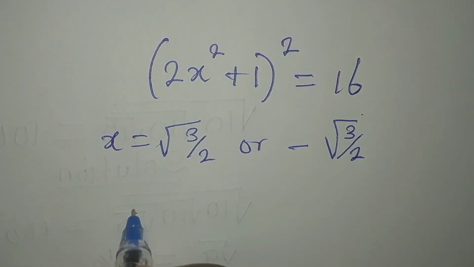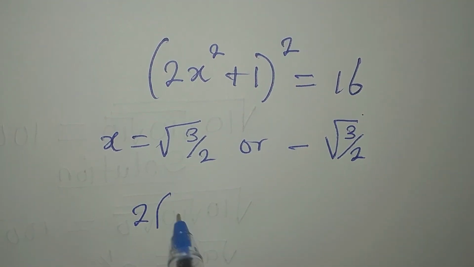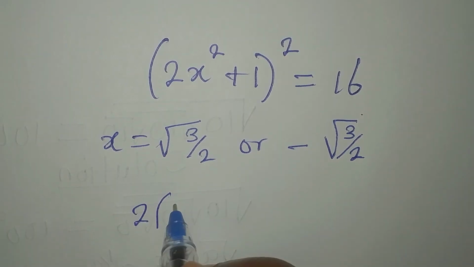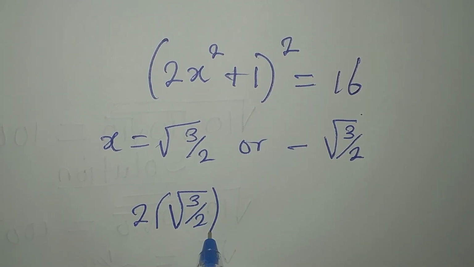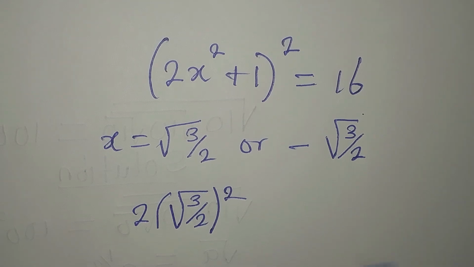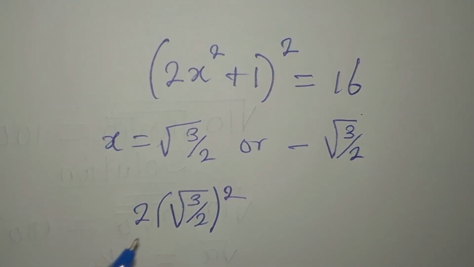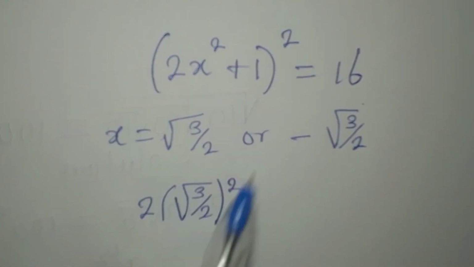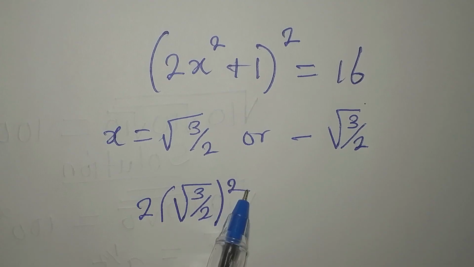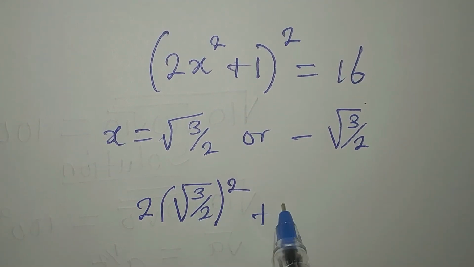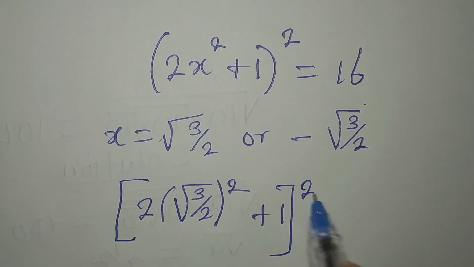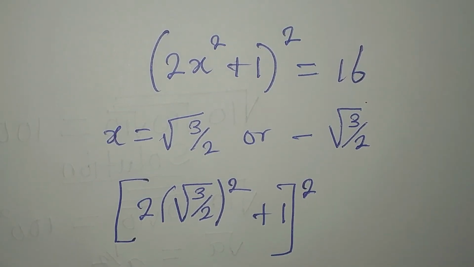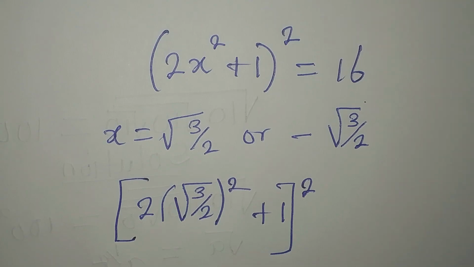So we're going to have 2 multiplied by x², that would be the square root of 3/2 in brackets squared. This 2 right here is this. Then x² is now this one squared. Then we have plus 1. So everything here is squared. So the question is, will this give us 16? That is what we want to confirm.